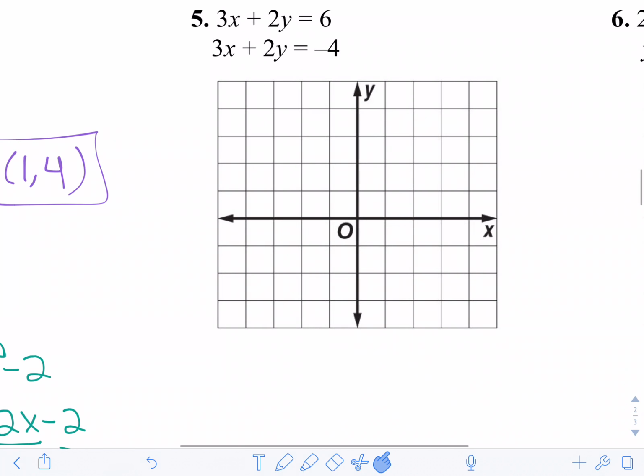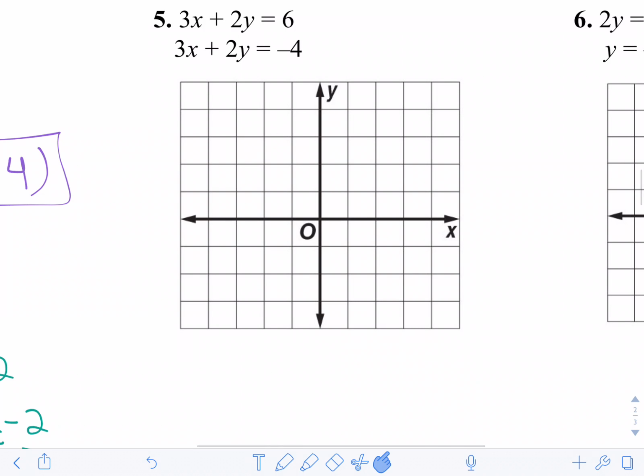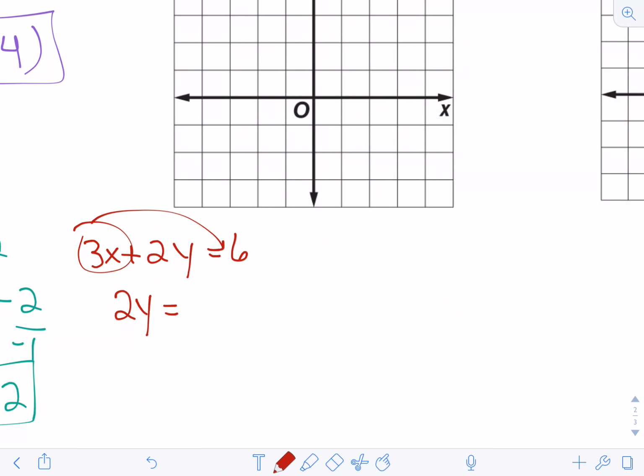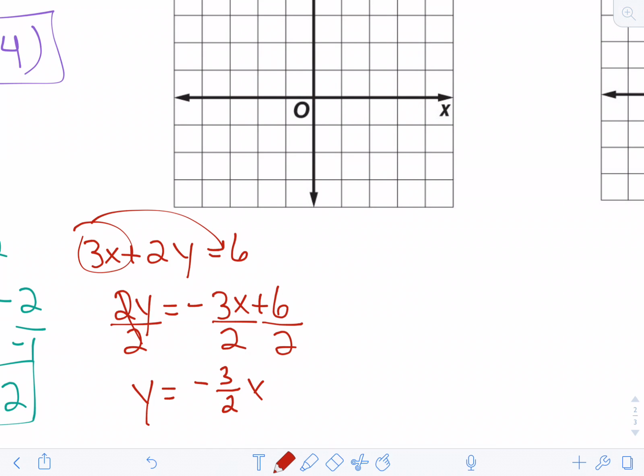Okay, so number 5, again, I have two equations that I need to put in slope-intercept form. The first one I have is 3x plus 2y equals 6. You do your exciting move. So I have a 2y left over, and positive 3x becomes a negative. And I have the great divide, so I'm going to divide everything by 2. So we have y equals negative 3 over 2x, and 6 divided by 2 is 3.